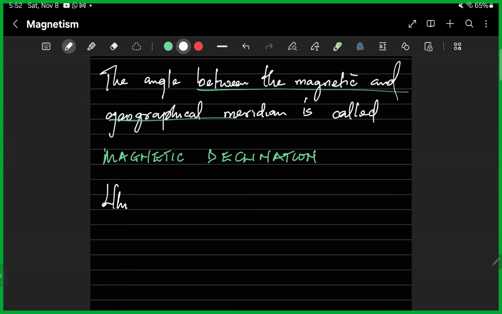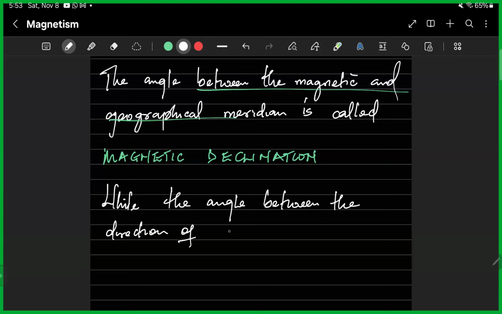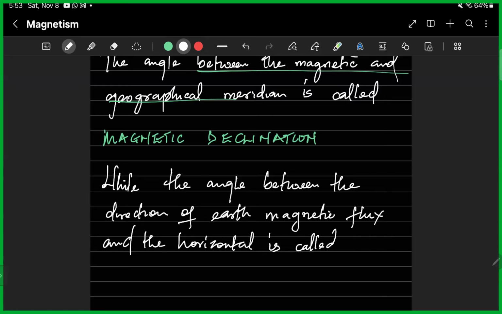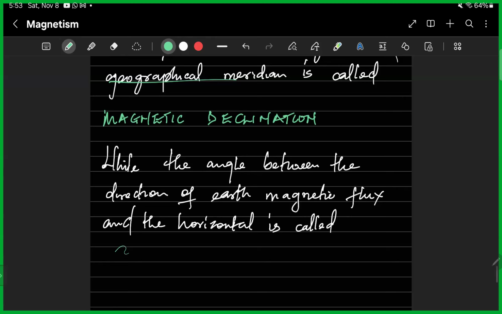While the angle between the direction of the Earth's magnetic flux and the horizontal is called the angle of dip, or angle of inclination.